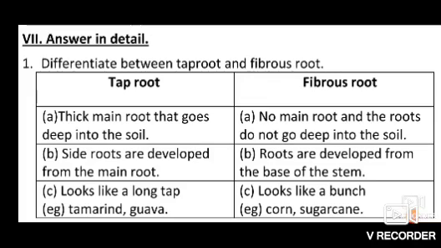Then fibrous root. No main root and the roots do not go deep into the soil. Second point, roots are developed from the base of the stem. Then third point, looks like a bunch. Example, corn, sugarcane.